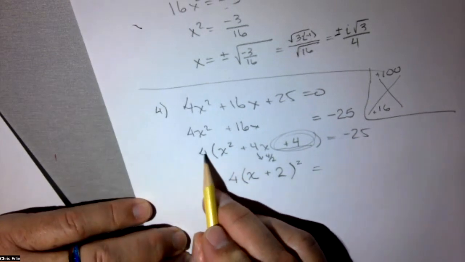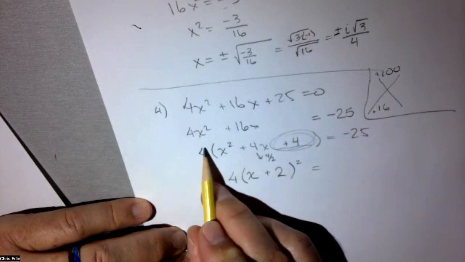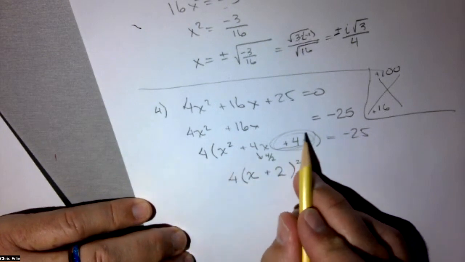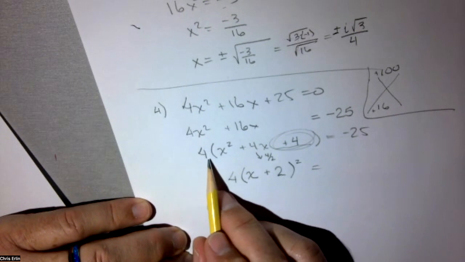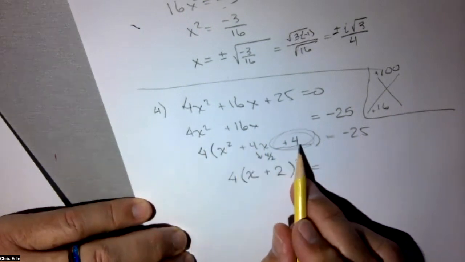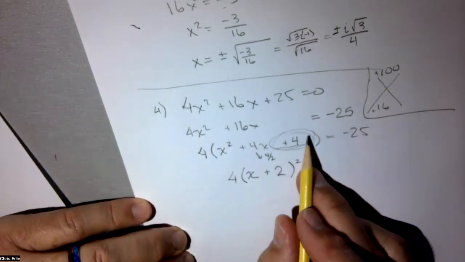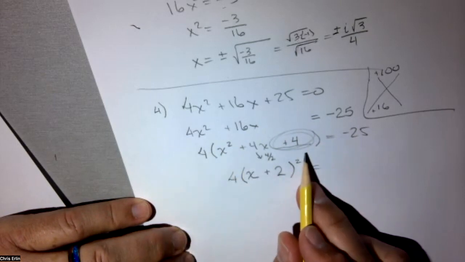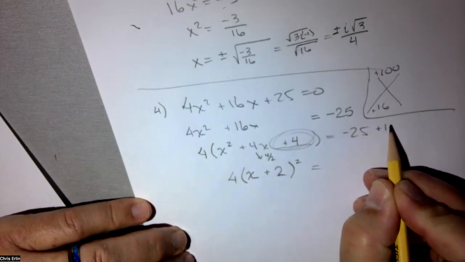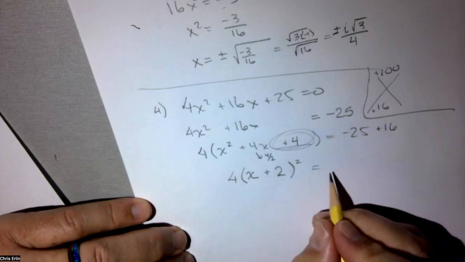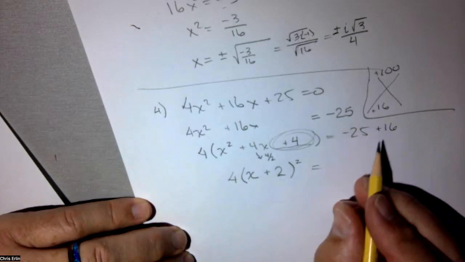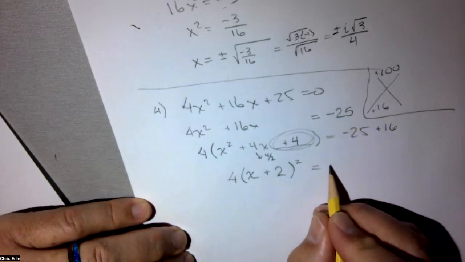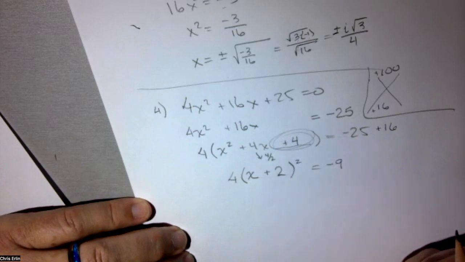And because this was inside parentheses, where 4 was being multiplied, even though I've added 4 to this side, it's really bigger than that. It's 4 times as big. 4 times 4 is 16. So I've really added 16 to this side already. So to keep it balanced, I have to add 16 to this side. Negative 25 plus 16 is going to give me negative 9.